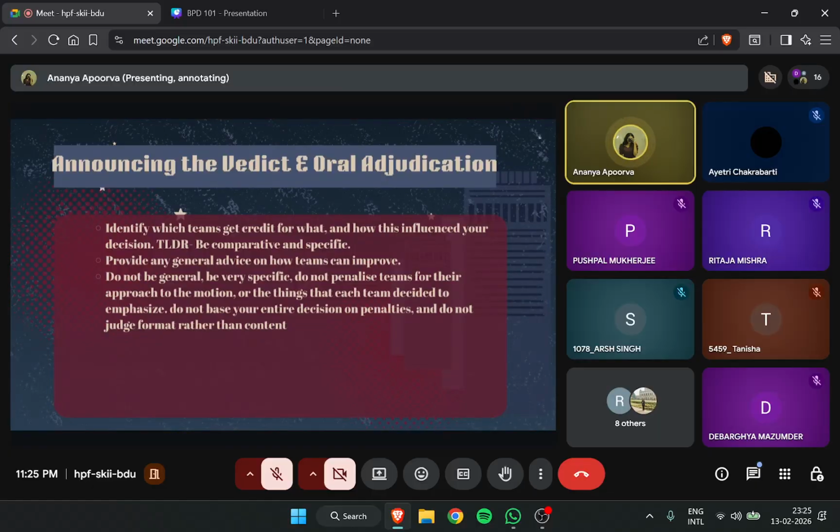Now, when you're done with this and if you're left with time, then provide any general advice on how teams can improve. When you do that, the teams become more accepting of your verdict. Because when you rank them, no one wants to be ranked last, right? So when you tell them that this is something that they could have pushed, which would have led them to counter all other teams and actually be the very best team, the teams are more accepting of your verdict.